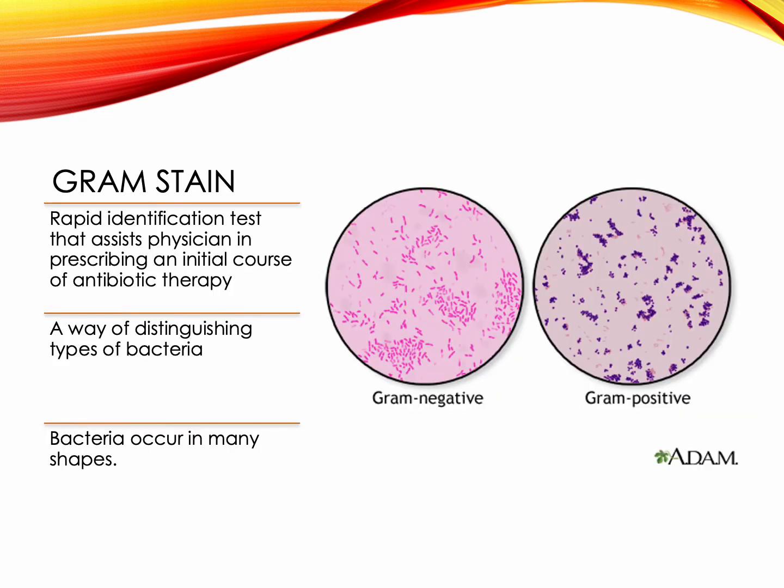Gram staining. Gram staining is a fast way to help the healthcare provider prescribe an initial course of antibiotics because it distinguishes different types of bacteria. The bacteria with a thick cell wall is going to stain dark purple. These are referred to as gram-positive. And those with a really thin cell wall are going to stain pink, which we refer to as gram-negative.